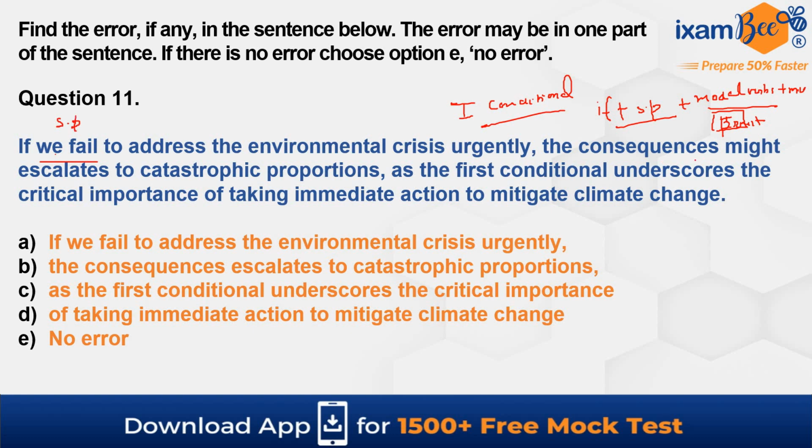Let's check the second clause. The consequences might. You see that we do have a modal verb, but this is in its past form. Okay? May becomes might. May is in first form, the present form, and might becomes the past form. So we need to convert might into may, right? And then you see that the main verb does not conjugate with the modal verbs. So it should not be escalates. It should be only escalate. Always remember, with the modal verbs, you do not conjugate a verb based on either subject verb agreement or tenses, right? So our answer is B.